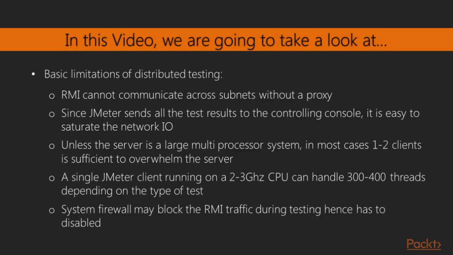An exception here is the web services test executions. XML processing is CPU intensive and will rapidly consume all the CPU cycles. As a general rule, XML-centric applications will perform slower than applications using binary protocols. In some cases, the firewall may also be blocking the RMI traffic, hence will have to be disabled.